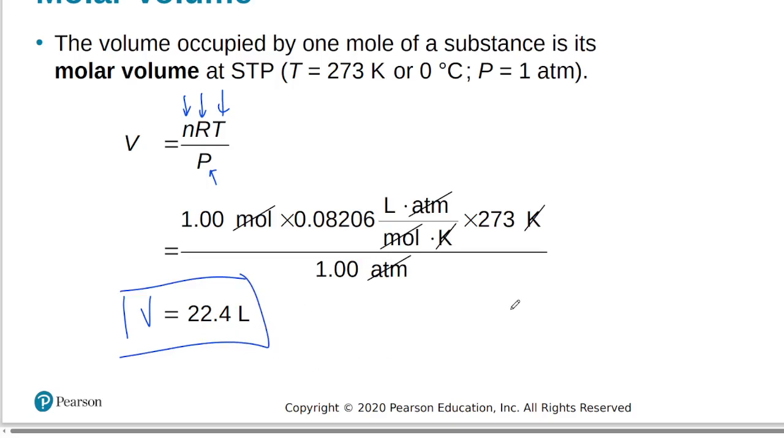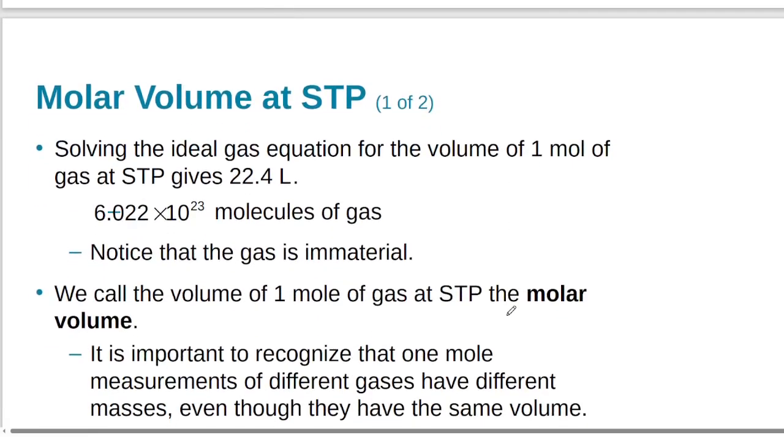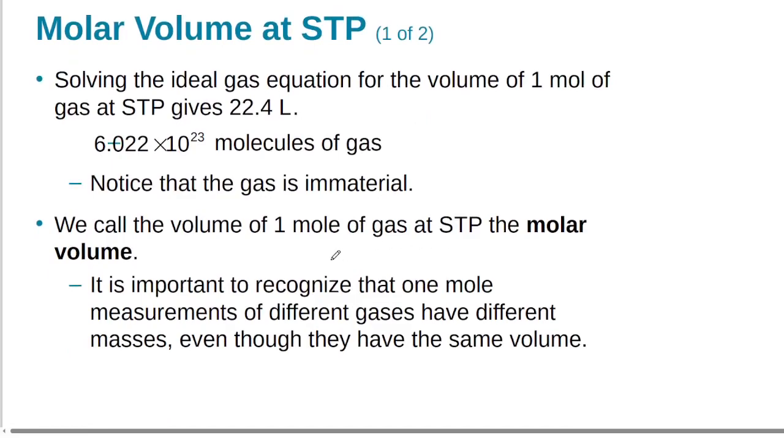and we can use that as a conversion factor. In other words, 1 mole is equal to 22.4 liters of the gas. And that's at standard temperature and pressure. If the pressure and the temperature varies, then we won't have the 22.4 liters.